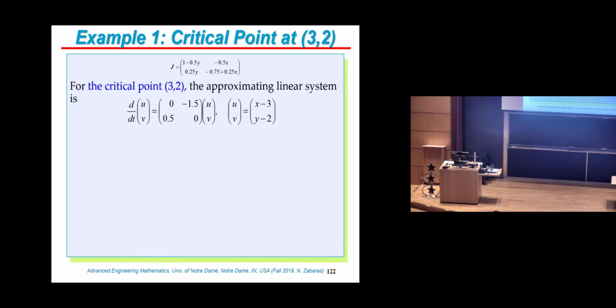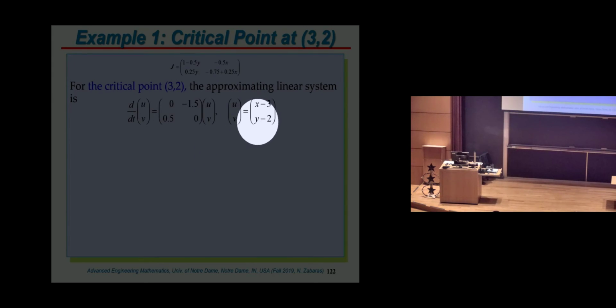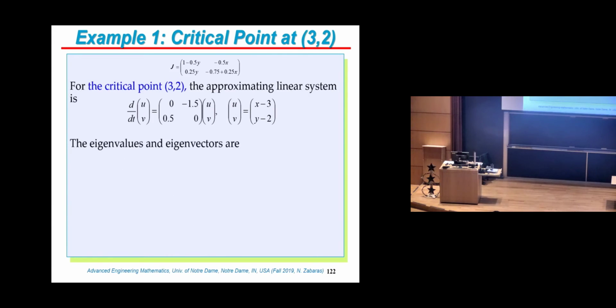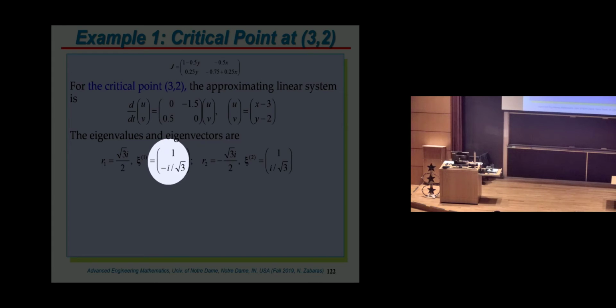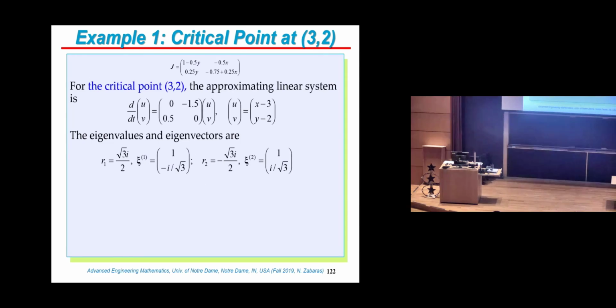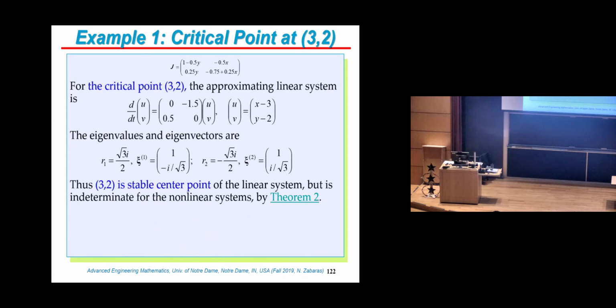And how about the other point? If you take the point (3, 2), remember you have to define new variables, x minus 3 and y minus 2, so you make this look like the point (0, 0). If you repeat the calculations, not surprisingly, the eigenvalues come to be pure imaginary conjugate numbers, right? That's why you get a center. And so this is a stable center, okay? We have seen this before.